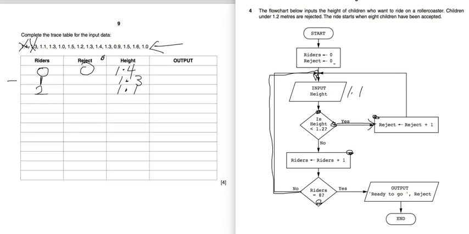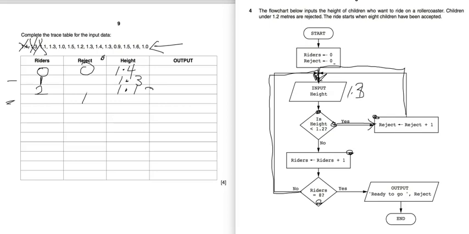Now, the best thing to do is not put it here. Don't put it there. Put it on the next line down here, because you're kind of flowing downwards and then back up here. So reject equals reject plus 1. We follow the flowchart and we're back at inputting the next height.